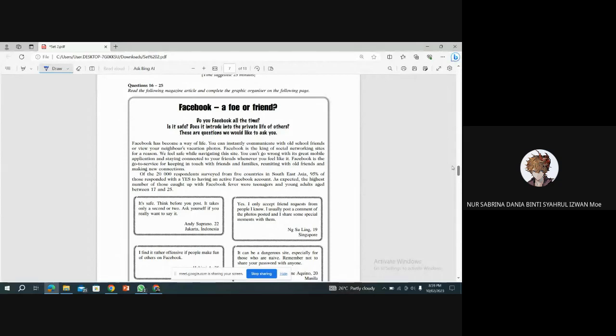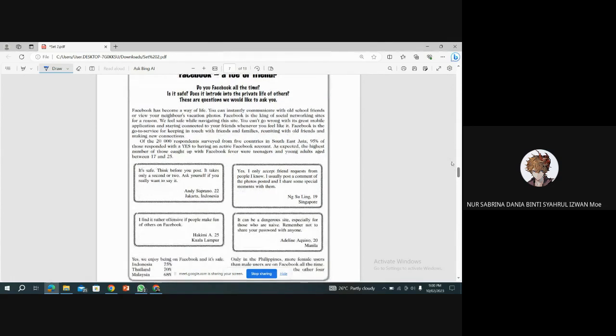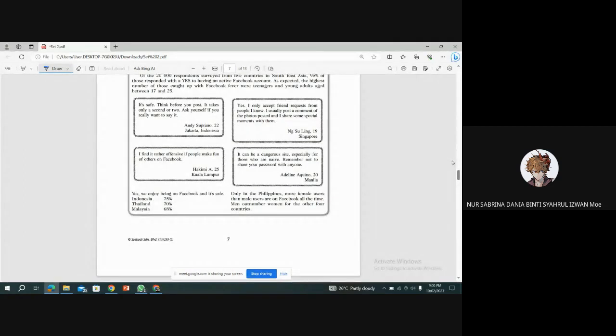Of the 20,000 respondents surveyed from 5 countries in Southeast Asia, 95% responded with a yes to having an active Facebook account. As expected, the highest number of those caught up with Facebook fever were teenagers and young adults aged between 17 and 25. It's safe. Think before you post. It takes only a second or two. Ask yourself if you really want to say it.